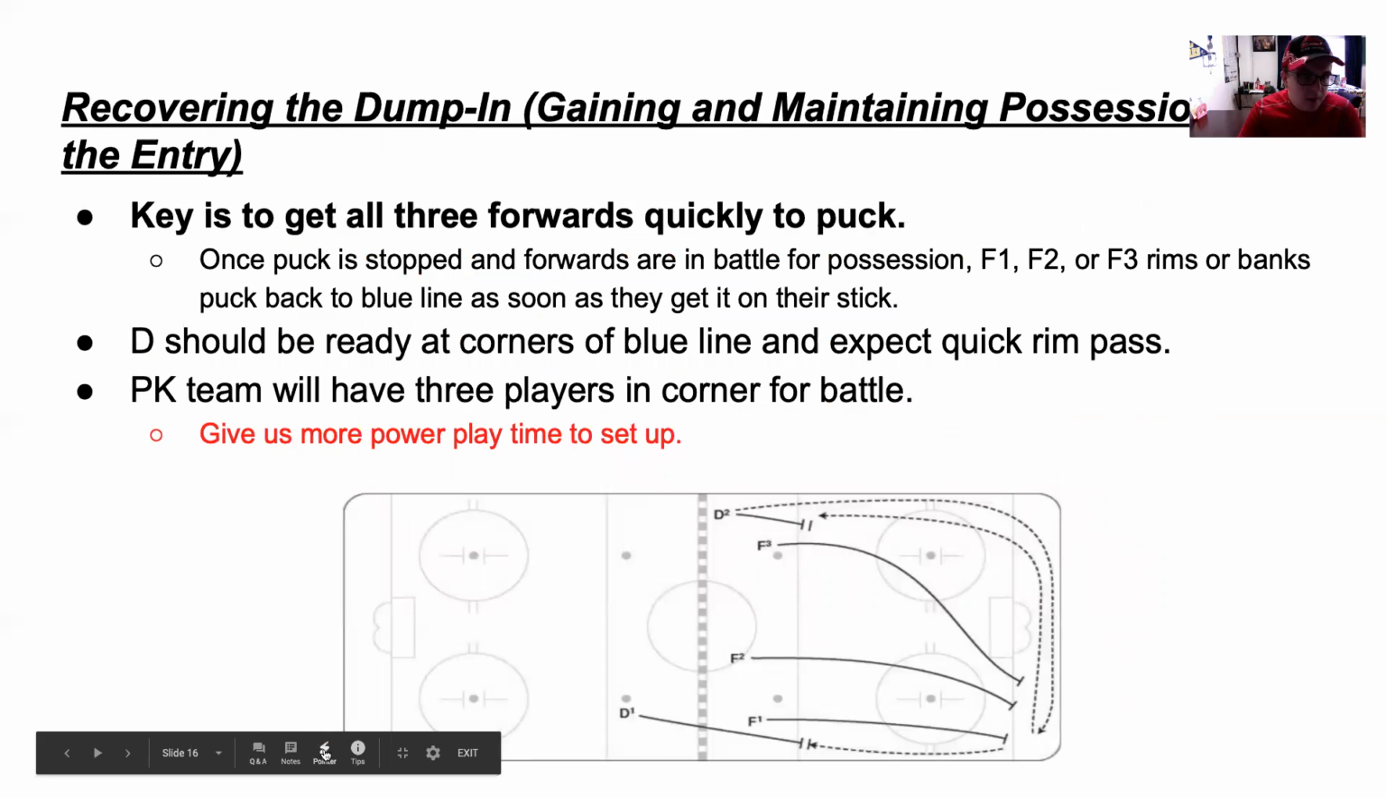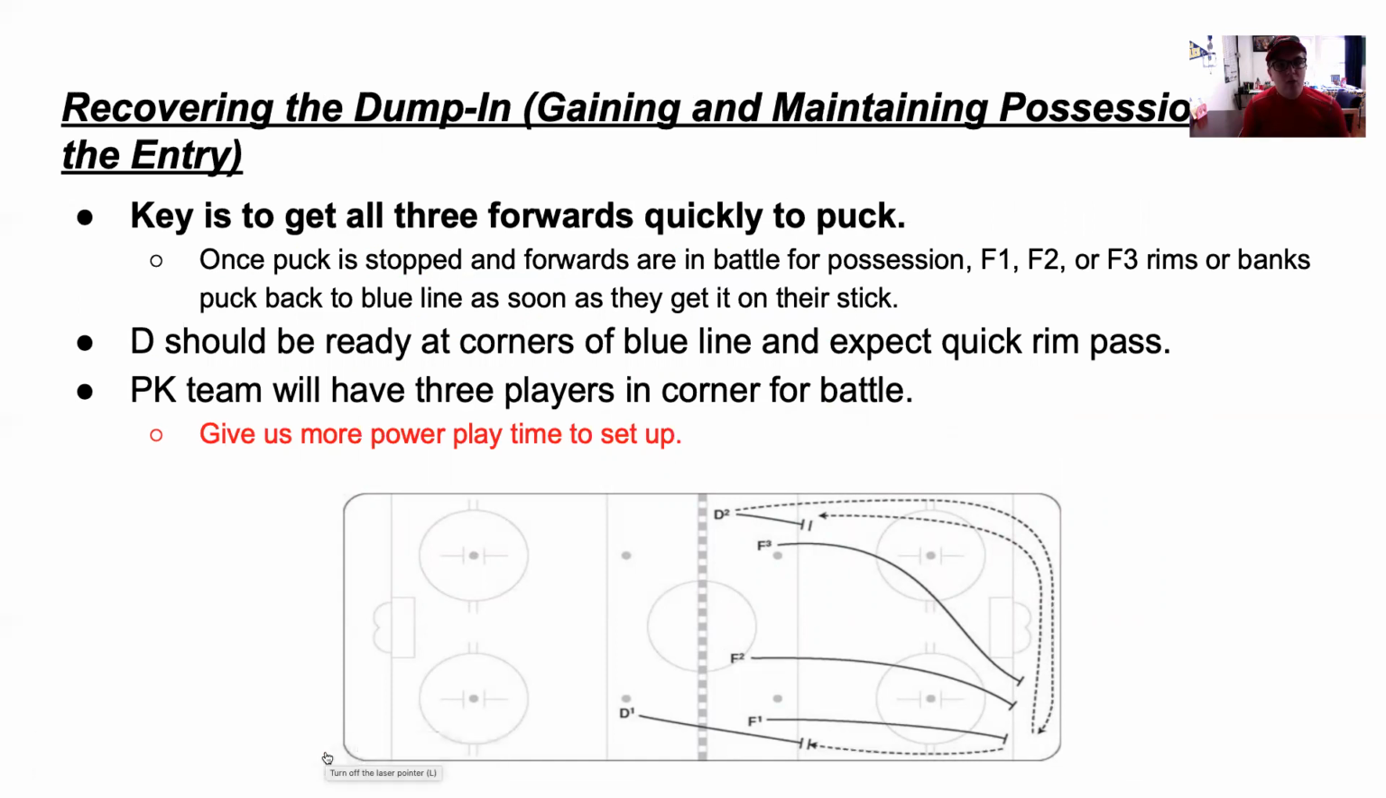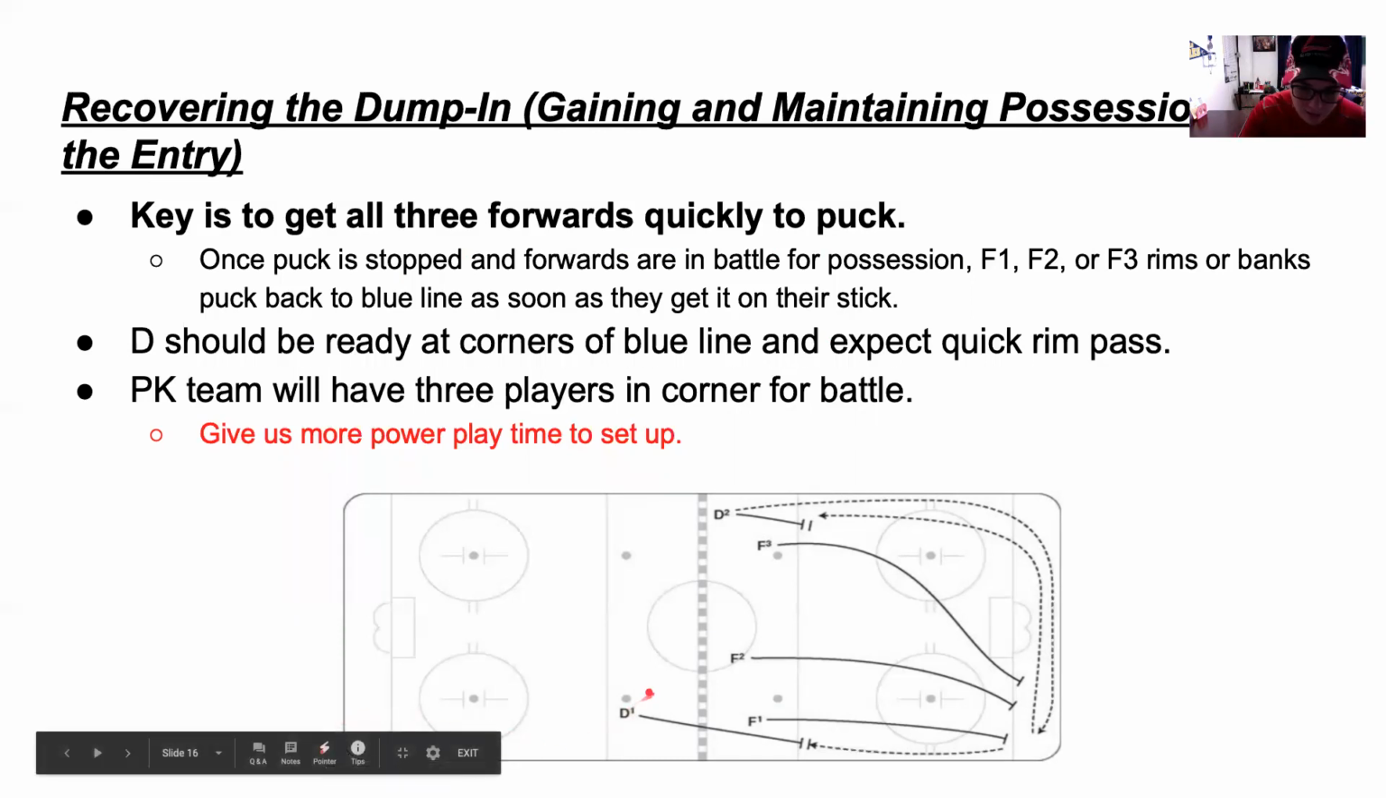So recovering the dump in. The key to this is to get all three forwards quickly to the puck. And once that puck is stopped and the forwards are in a battle for possession, F1, F2, or F3 will rim or bank the puck back to the blue line as soon as they get it on their stick. The D should be ready at the corners of the blue line and expect a quick rim pass. And the penalty killing team will have three players in the corner for the battle, and it gives us more power play space to work with, and it gives us more time to set up because all those penalty killers are going down.